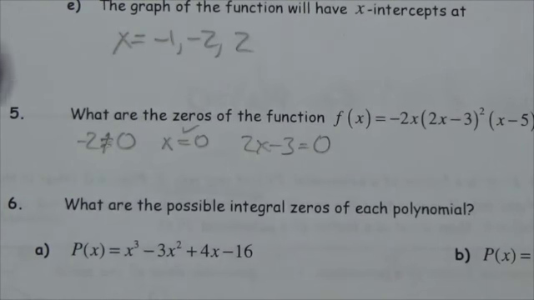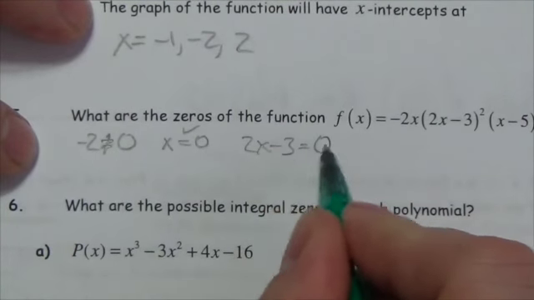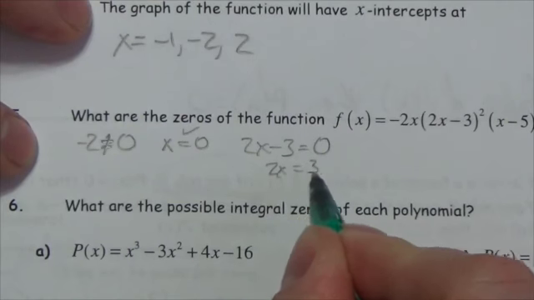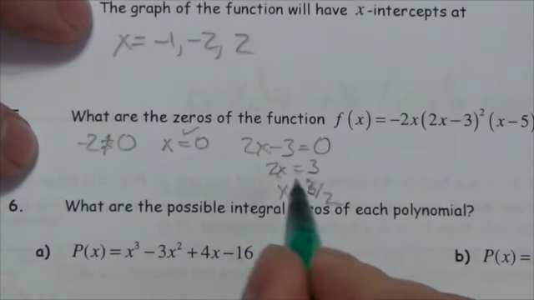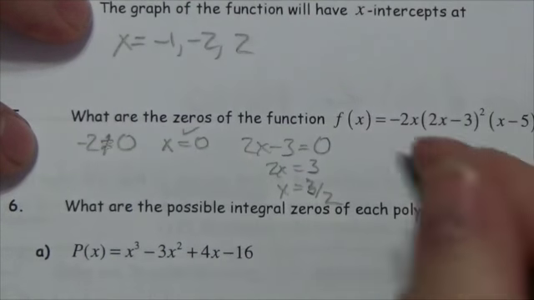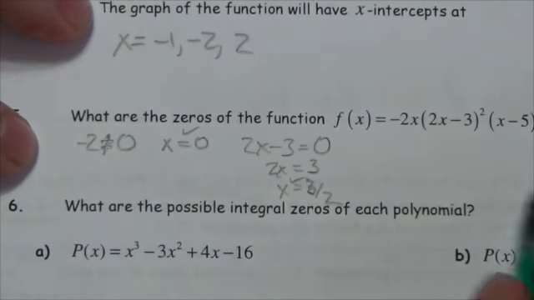Okay, 0 times 0 is 0. Now bring the 3 over, so 2x is equal to 3. And then divide by 2, and x is equal to 3 halves. So 3 halves is a possible 0. Okay, and so that could work.